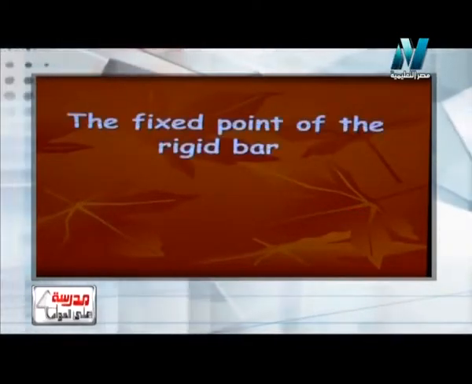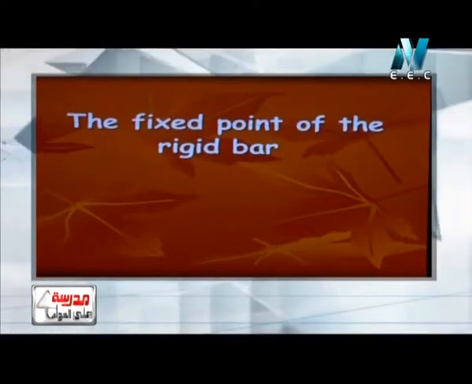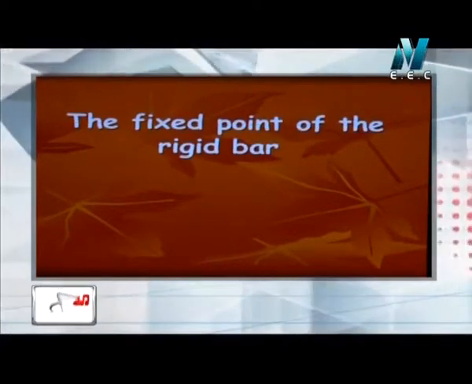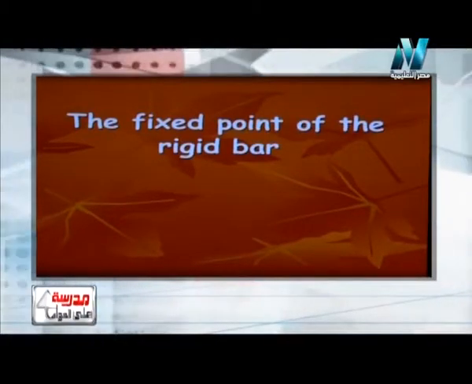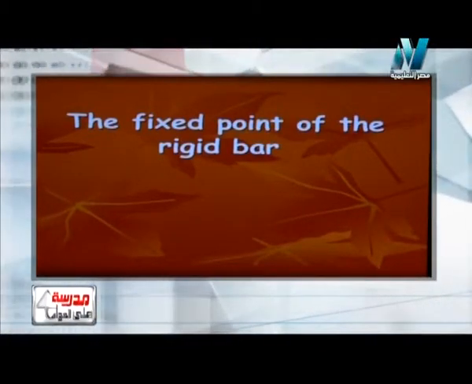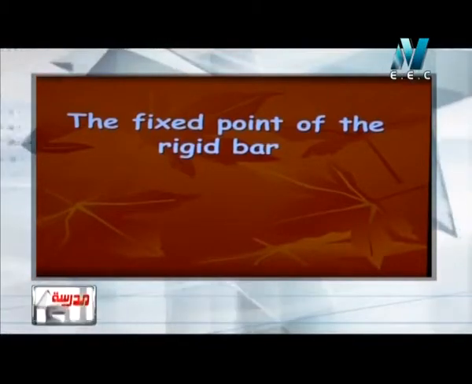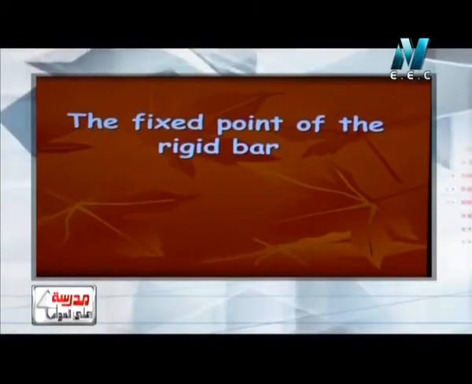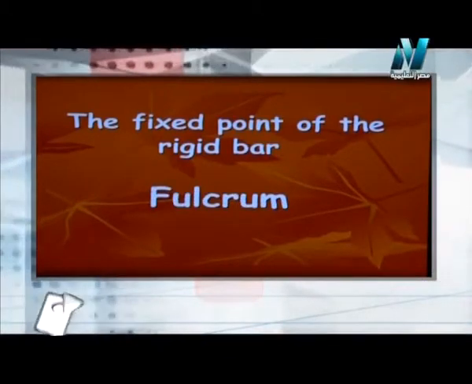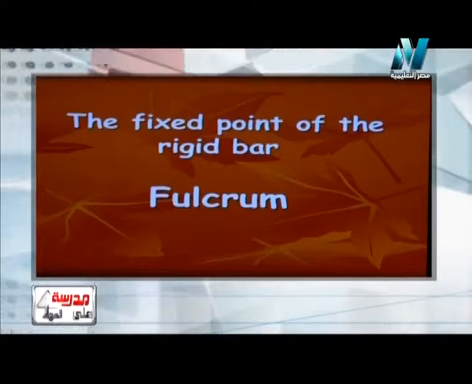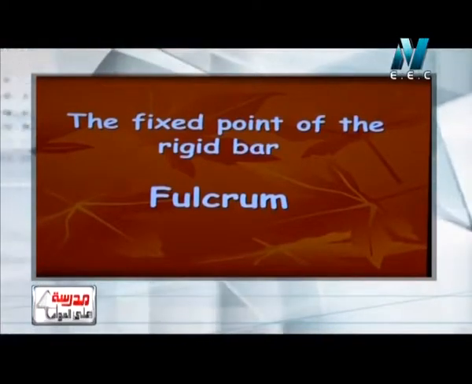Another question. The fixed point of the rigid part, or the fixed point of the lever. We know that the lever is a rigid part that rotates around a fixed point, which is called what? The fulcrum. So here the answer will be the fulcrum.